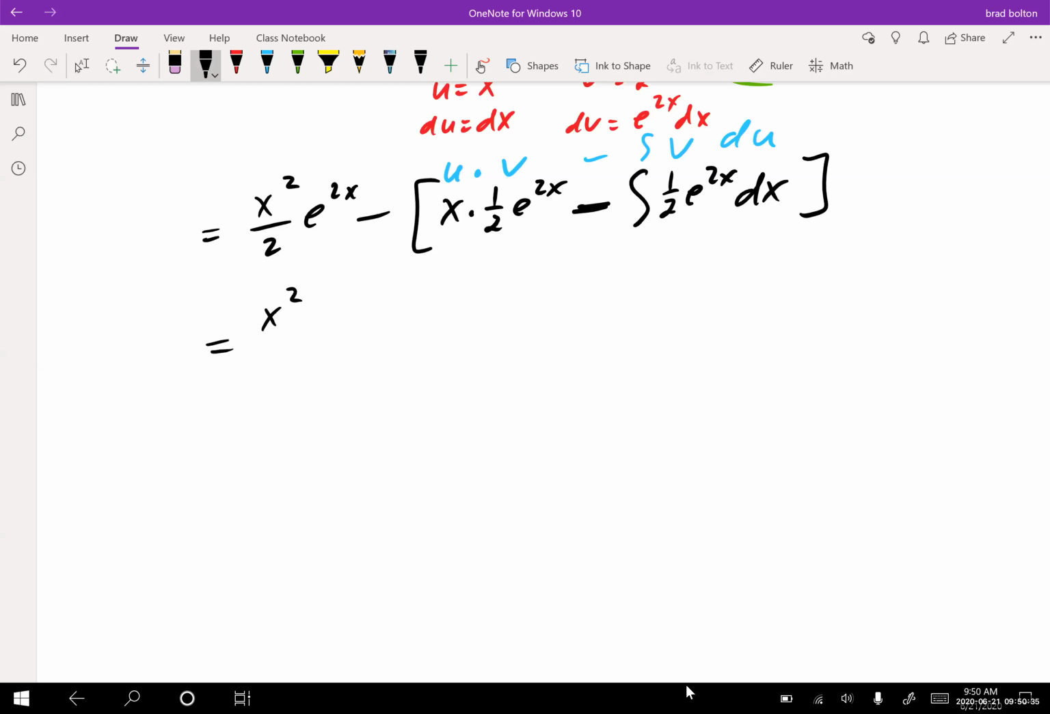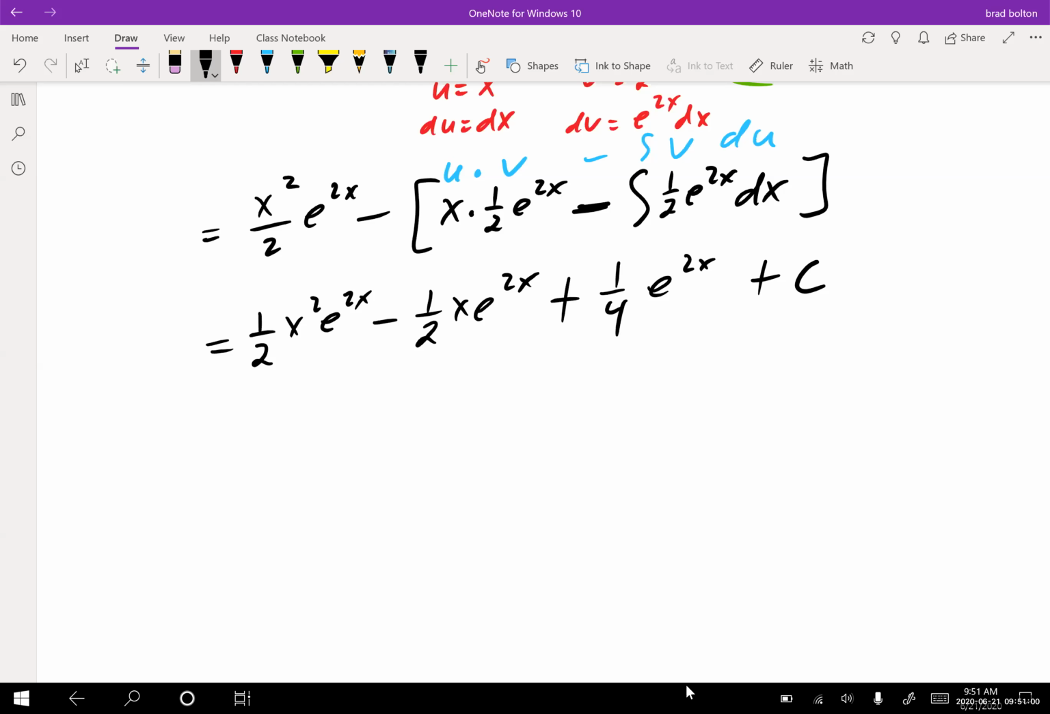So now we have x squared over 2. You know what? Maybe I'll write it like this. Maybe you like this better. 1/2 x squared e to the 2x minus 1/2 x e to the 2x plus, now we're going to have to integrate this guy again, and we're going to use that same integral of e to the 2x that we've already used twice. So this is going to become plus 1/4 e to the 2x plus c.